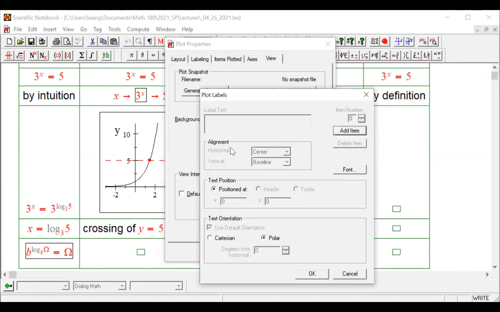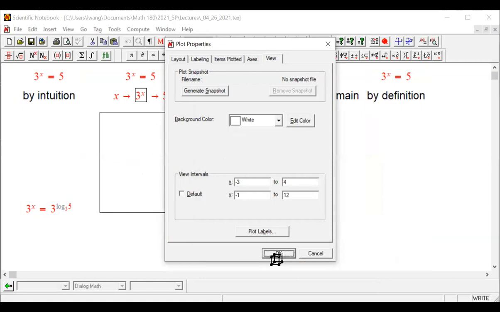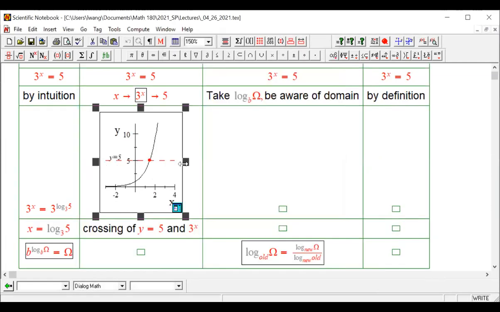Okay, so I'm going to put the label here: y equals 5 crosses. Here I'm going to put negative 2, 5.1, so you would understand. That line is y equals 5, the crossing of this horizontal line and the curve. Any questions so far?